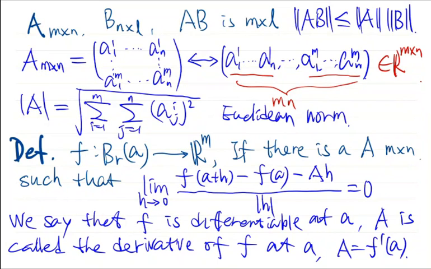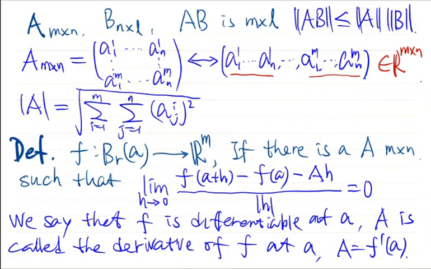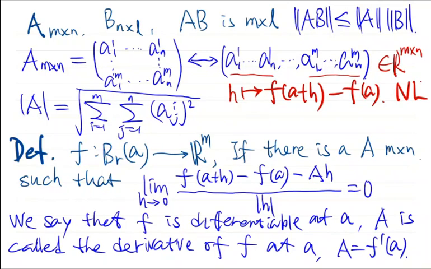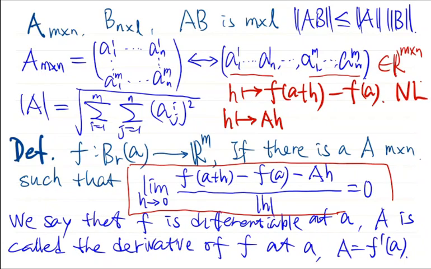Okay, this is the definition. The meaning of this definition is that, in general, the map h to F(a+h) minus F(a) is nonlinear. This is a nonlinear map. Whereas h maps to Ah is linear. The definition of differentiability, that is this limit, means that we can use the linear map Ah to approximate the nonlinear map F(a+h) minus F(a). There is an error. The error is very, very small. The limit of the error is 0, even after dividing by the norm of h. So this is a very accurate approximation.